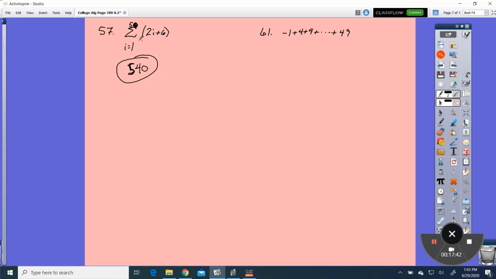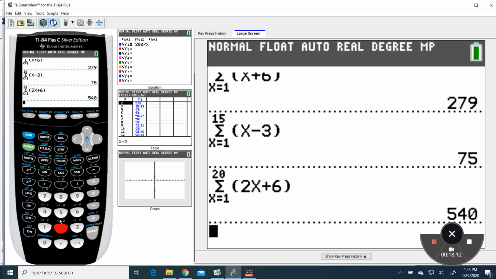So if you don't like it this way, the first term, I plug 1 in there. 2 times 1 is 2, plus 6 is 8. So A1 equals 8. A50, I plug 50 in there. 2 times 50 is 100, plus 6 is 106. 1 to 50, 50 minus 1 is 49, but then I have to include the first term. So that makes 50 terms. The first term is 8, the last is 106. So 25 times 114.